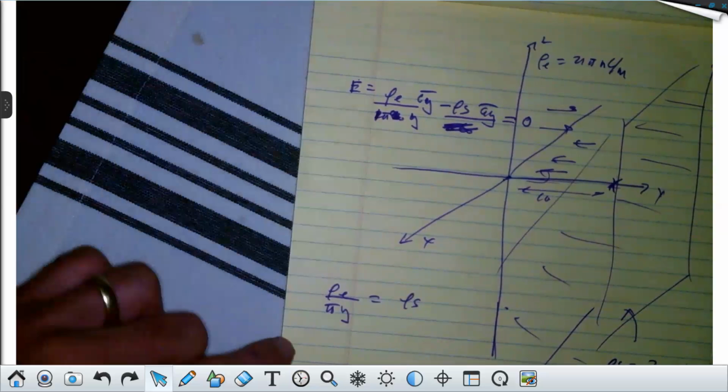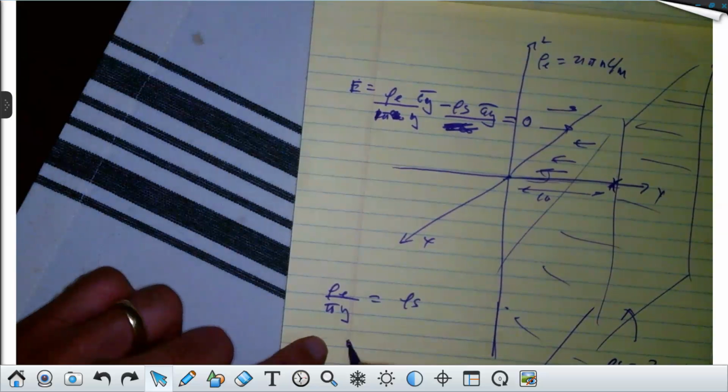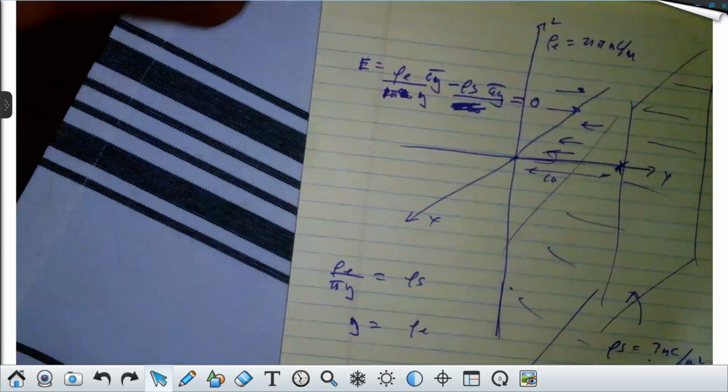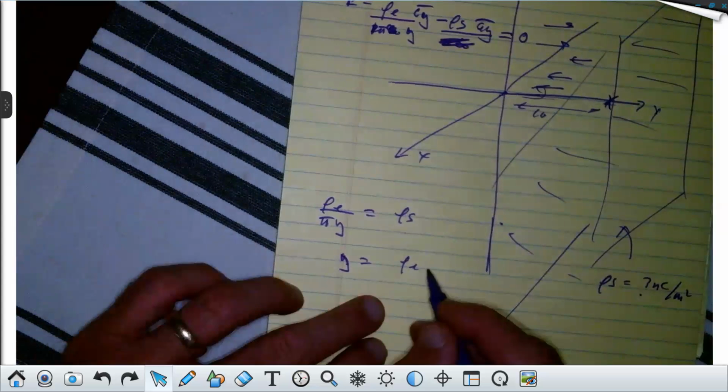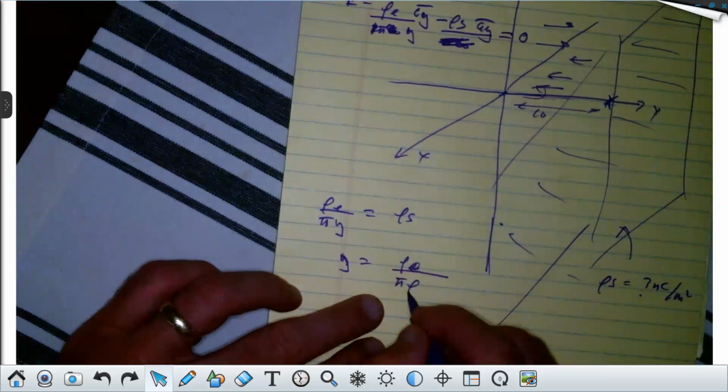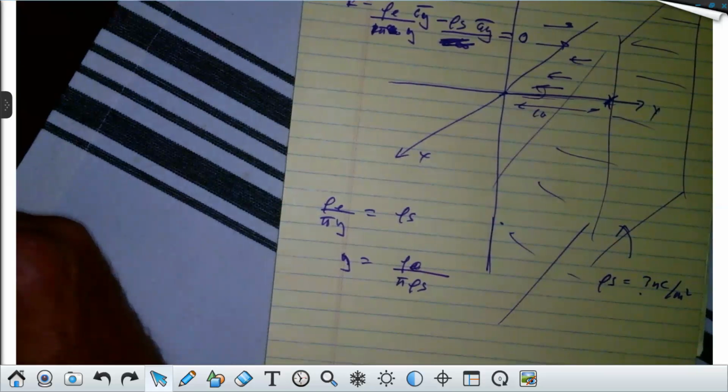And if that's the case, what can you see? That y here would be equal to simply what? Rho L divided by pi rho S. Isn't that right, class? Just multiply both sides by y and divide by rho S. And that's it. That's how you solve it. You all see that, class? But you have to be able to draw it up.